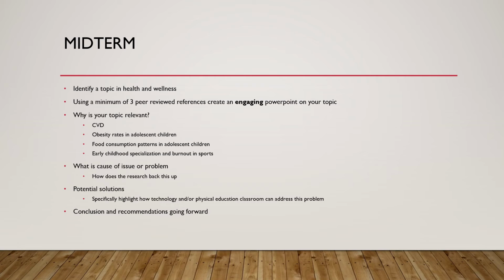So I gave you a list of just 4 very quick topics off the top of my head. Some, like cardiovascular disease, are very broad topics that you probably have to be a little bit more specific about. Then I went to things like obesity rates in adolescent children, food consumption patterns in adolescent children, early childhood specialization, and burnout in sports. So I gave you a few different things, from nutrition to obesity to sports. It's really anything in health and wellness, and how it connects back to children and adolescents.